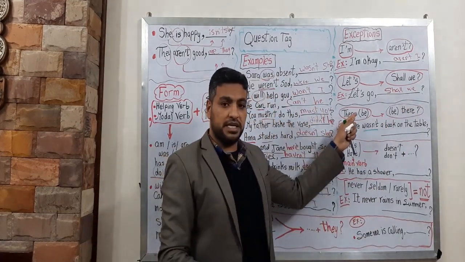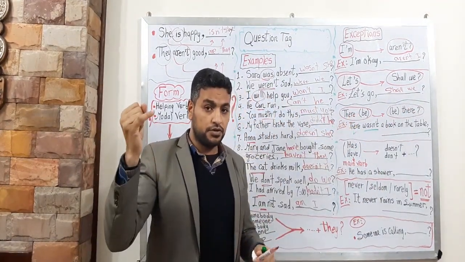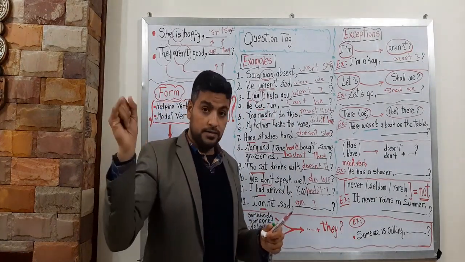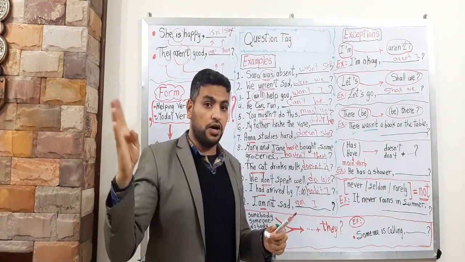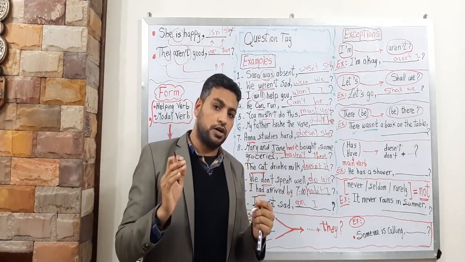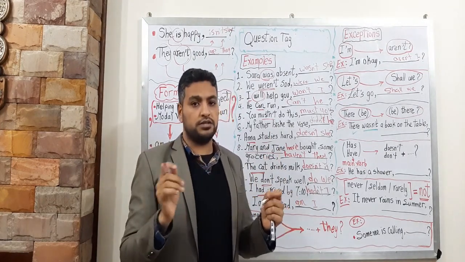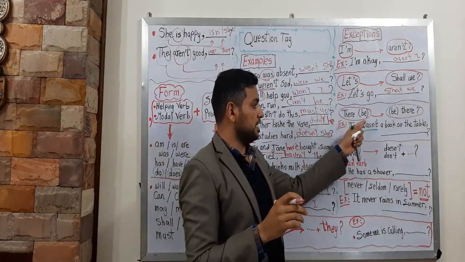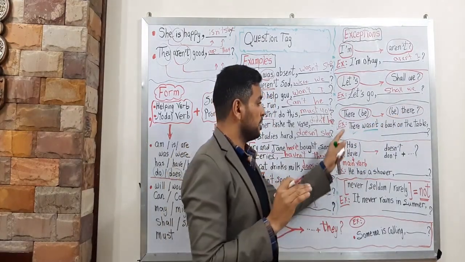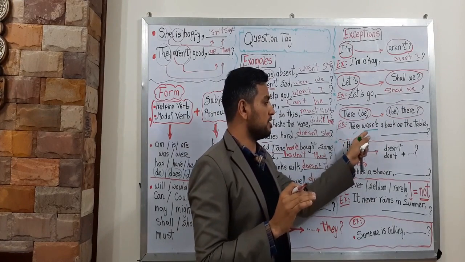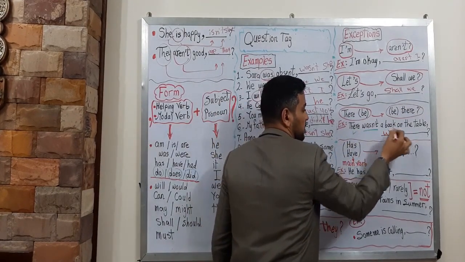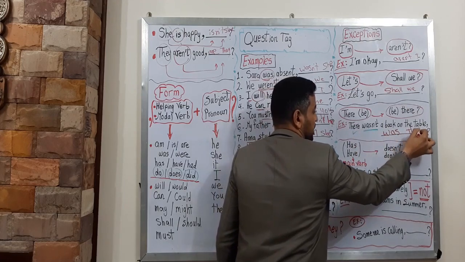There plus be: is, are, was, were. There is, there was, there were, there are. So the negatives are isn't, aren't, wasn't, weren't, and so on. So there here never changes. There wasn't a book on the table. Wasn't, it will be was; there never changes, it will be there.